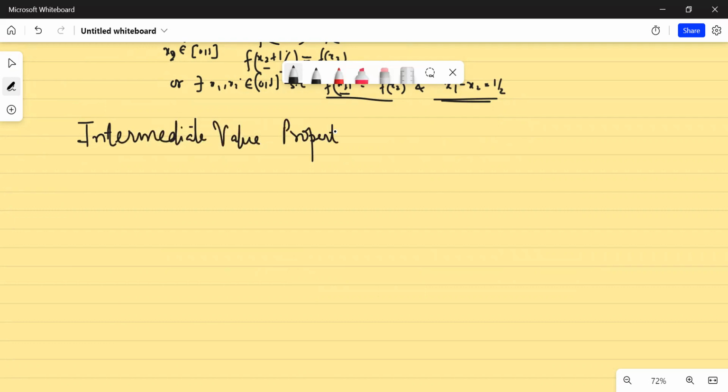And this is what we were discussing for the last couple of classes, right? So intermediate value property for continuous functions.